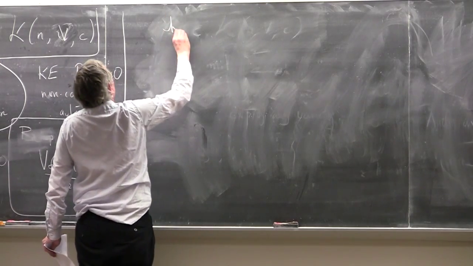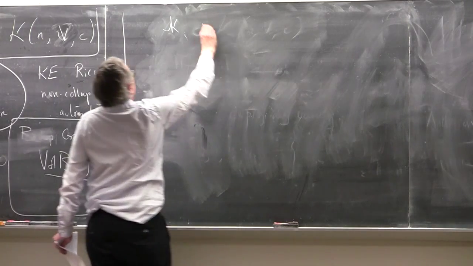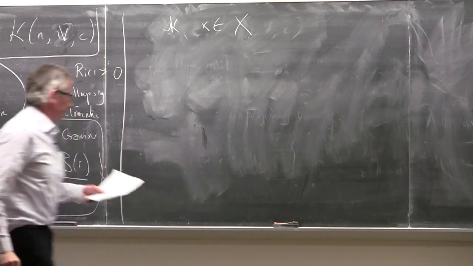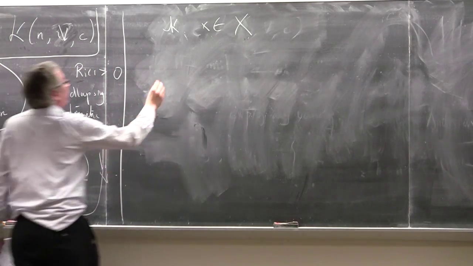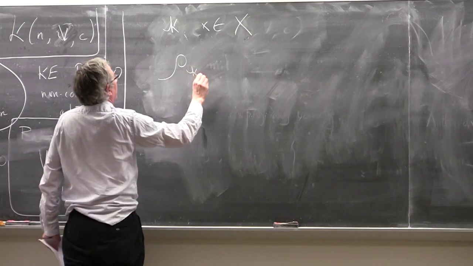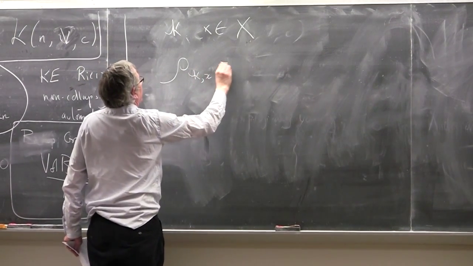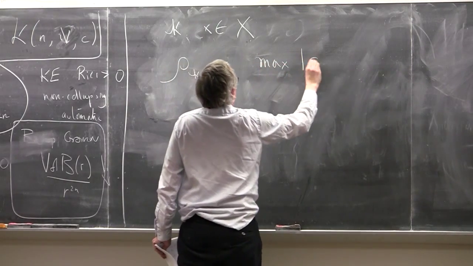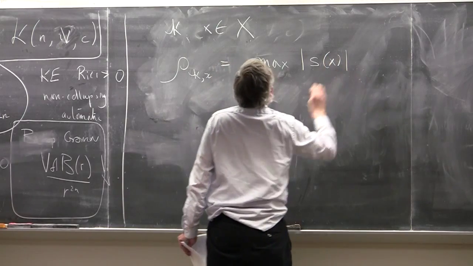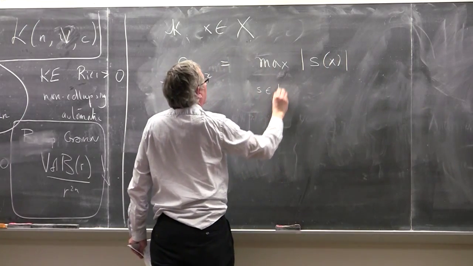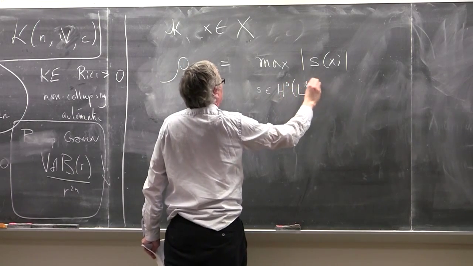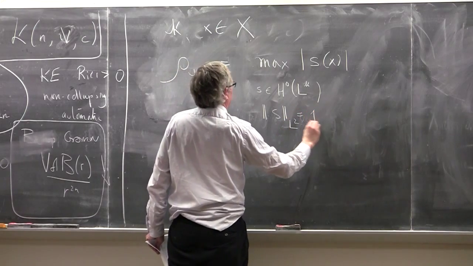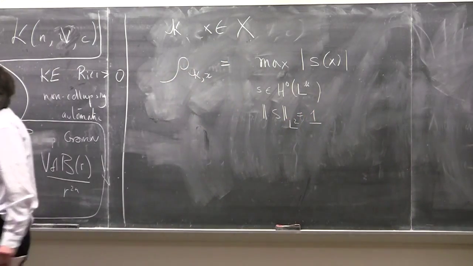So given k and a point x in X, where X is just going to be a typical member of this set we're considering, we can define rho_k(x) to be the maximum of the size of s(x), where s is a section of L to the K, and normalized so the L2 norm is equal to 1.